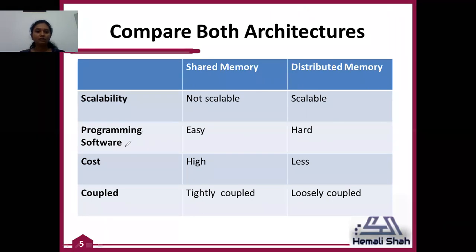About the programming software that you need to design: for the shared memory architecture, it is easy to design. You just need to use the concept of mutual exclusion that is available in an operating system. When one process is accessing the data X, you just provide the lock. When X is unused by the process, you unlock and release that lock from the X value so that another process can access it. So you can implement this shared memory mechanism by using the concept of mutual exclusion.